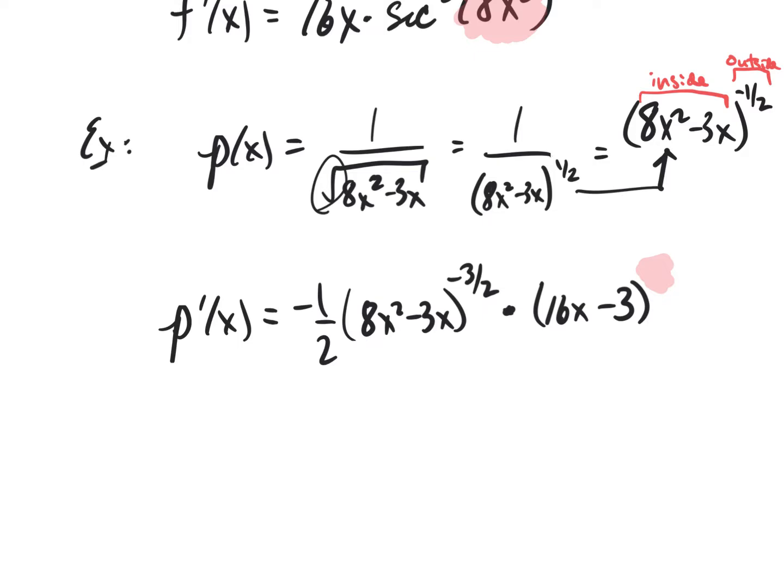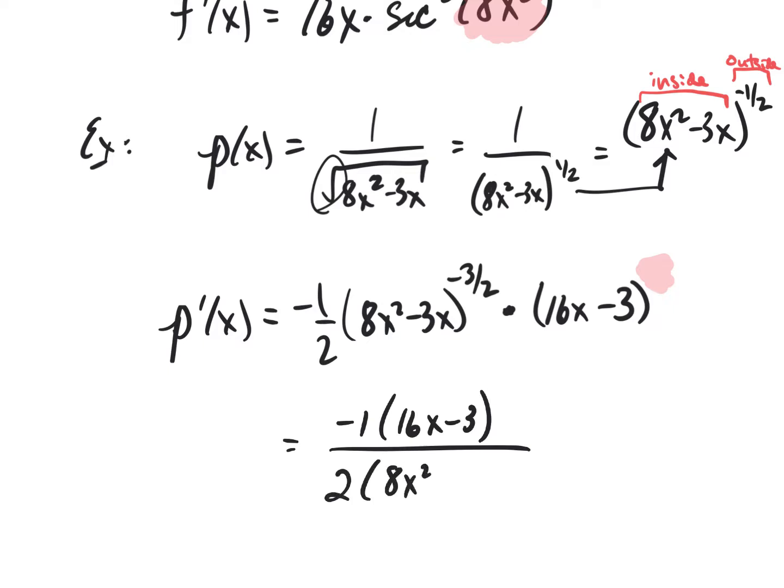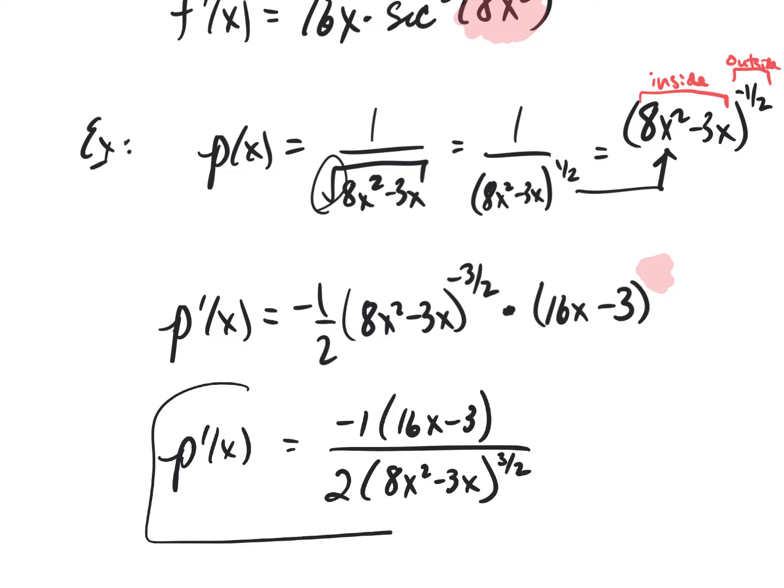I mean, we could leave this as our answer, but I just want to show you that we could simplify this, and just thought I'd show you at least one way that we could simplify this. We could have the negative 1 from the fraction, the 16x minus 3. Then we'd have a 2, and we could write 8x squared minus 3x. And since I put that back in the bottom, the denominator, the negative 3 halves could become positive. Now that's not the only way to simplify, but that's one way in which we can come up with a pretty darn nice answer.